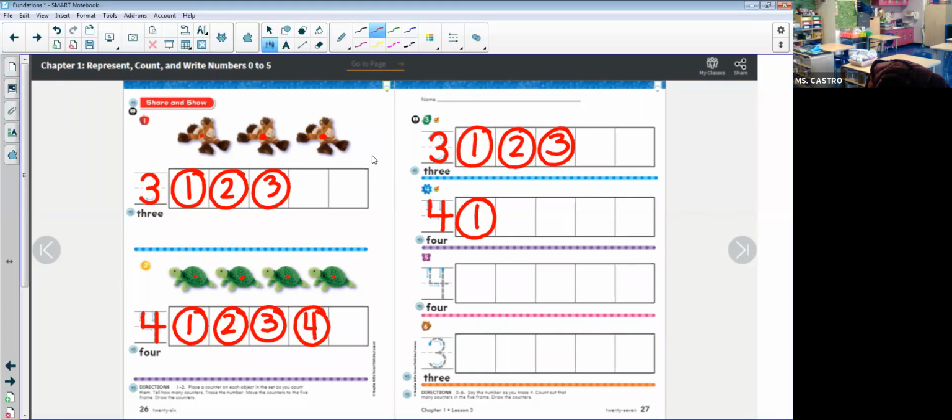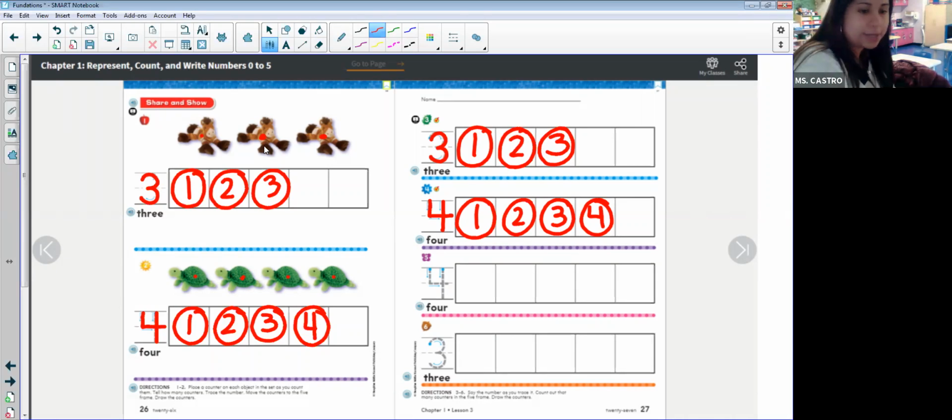1, 2, 3, 4. Okay, so that is how we represent the number 4 with the 5 frame.